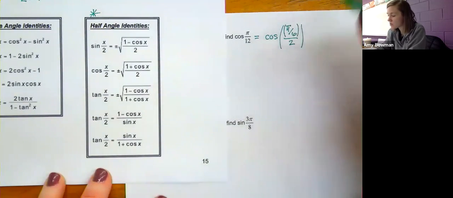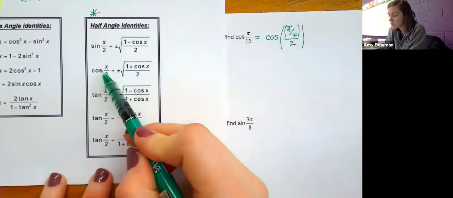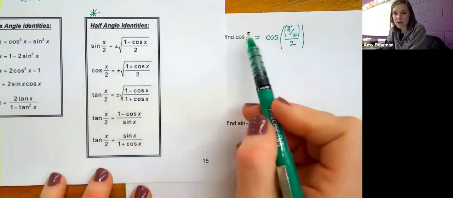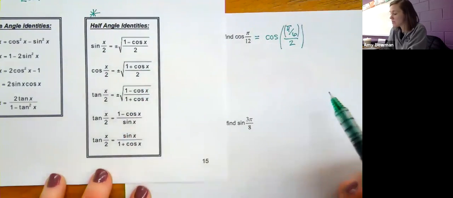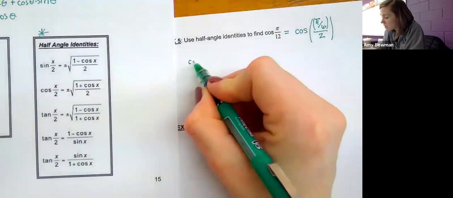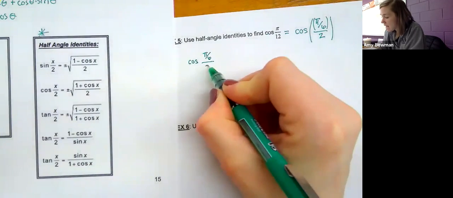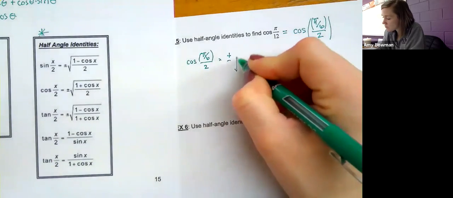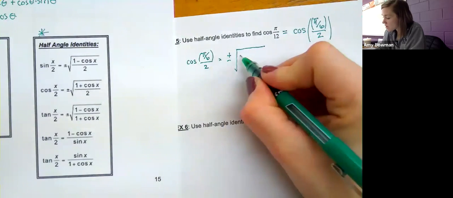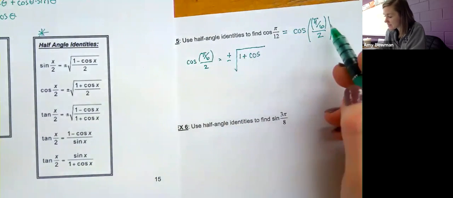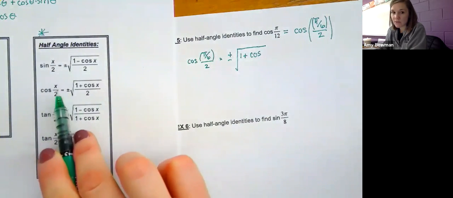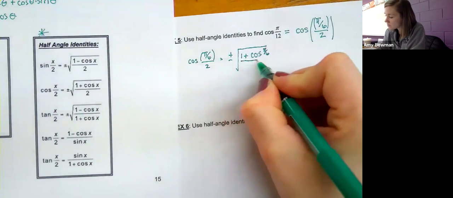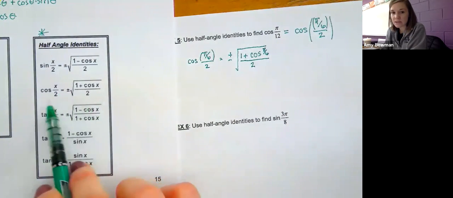Pi over 6 is the unit circle value that I do know. So in this case, the pi over 6 here is representing the x. And then in the formula, notice I'm not using pi over 12, I'm actually just using pi over 6. So I'm going to apply this formula. The cosine of pi over 6 halves, so again, pi over 6 is the x right here. That is the positive or negative, so we're going to have to figure out which one it is. 1 plus cosine of x, where x is whatever unit circle value is being divided by 2, pi over 6, all divided by 2. So I've just plugged this formula in.